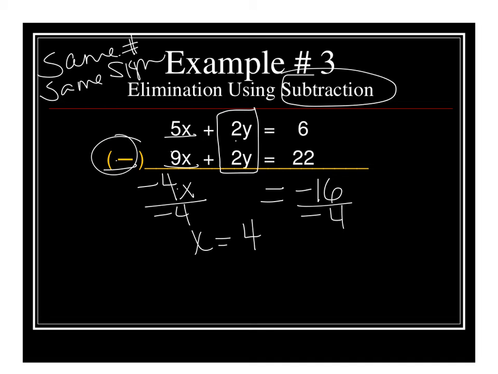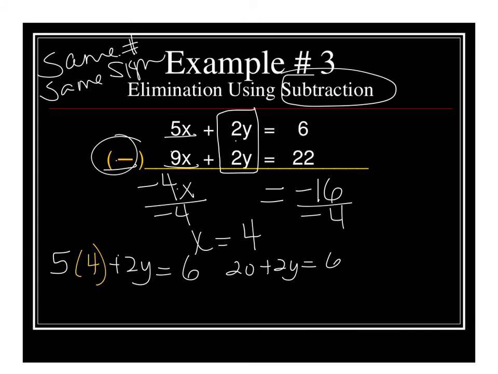All right, remember that's only one of your answers. You have to take that value for x and you have to plug it into one of your original equations, it does not matter which one, you're still going to get the same value for y. So here I get 20 plus 2y equals 6, two-step equation. Move my 20 to the opposite side or subtract it from each side. And I get 2y is equal to negative 14. And multiplication, undo it with division. So my y is negative 7.